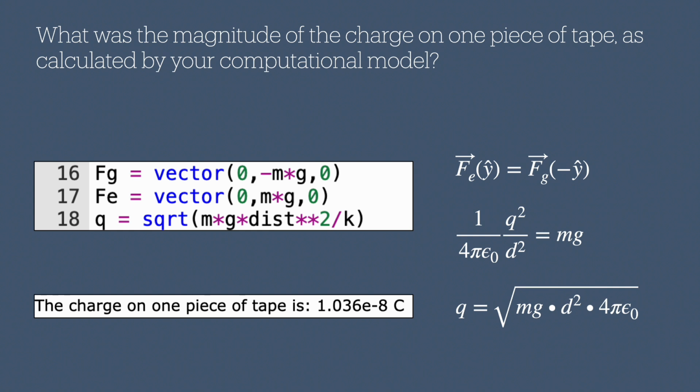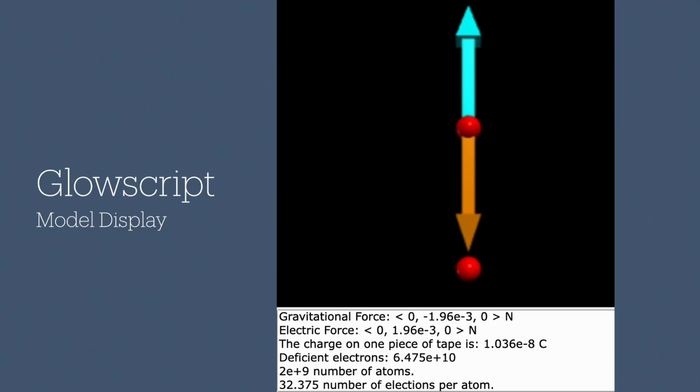What was the magnitude of the charge on one piece of tape as calculated by my computational model? We know that the electrostatic force caused by the tape below is equivalent to the gravitational force, but in the opposite direction. We can use this equation to calculate the charge on each of the tapes, which caused this electrostatic force. By this calculation, we come to the conclusion that the charge on one piece of tape is 1.036 times 10 to the minus 8 coulombs, using the equations on the right side.